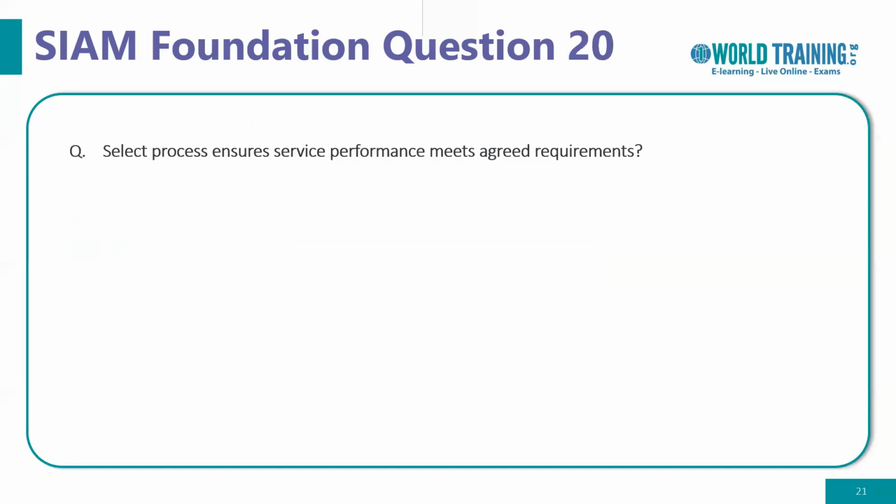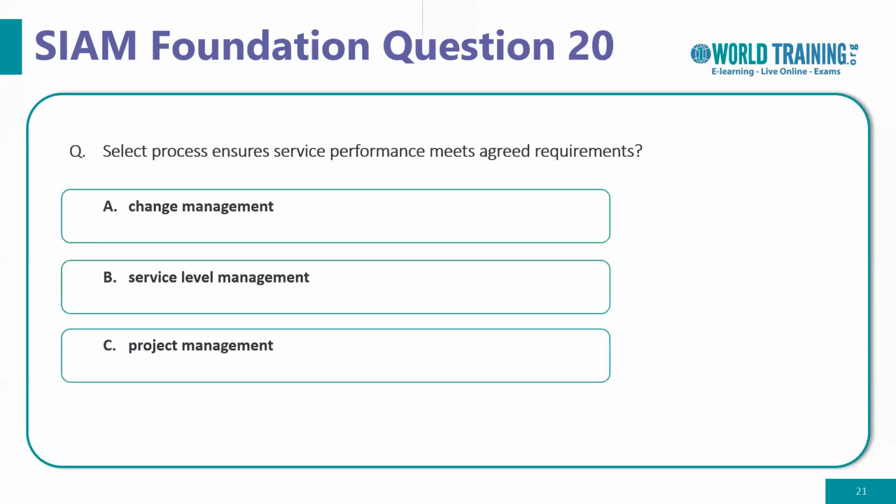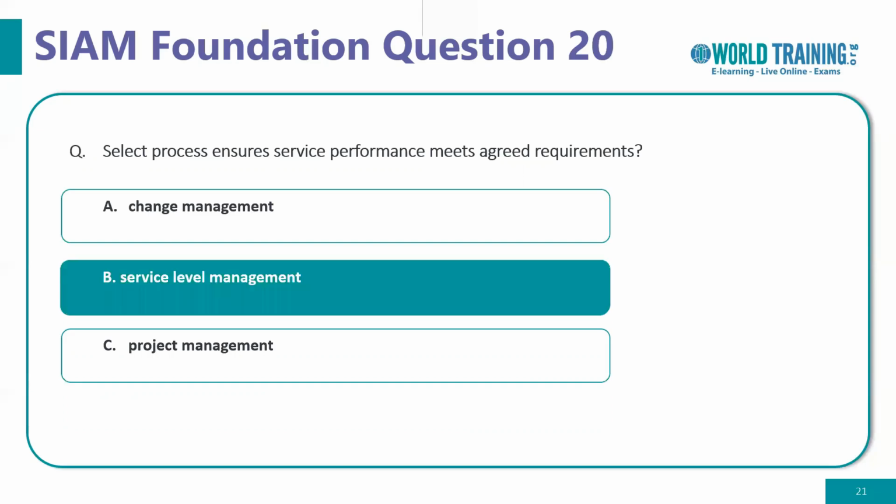Select the process that ensures service performance meets agreed service requirements. So what is the process that takes care of service performance and meeting the agreed requirements? Change management, service level management, and project management. Project management is more or less referring to the requirement. Change management is also referring to the requirement. We are talking about performance here: service performance meeting the agreed. Whatever I have agreed as part of service level requirements, based on that the service level performance would have been agreed, and that would have given some actual performance. So that is related to service level management. That is the answer.